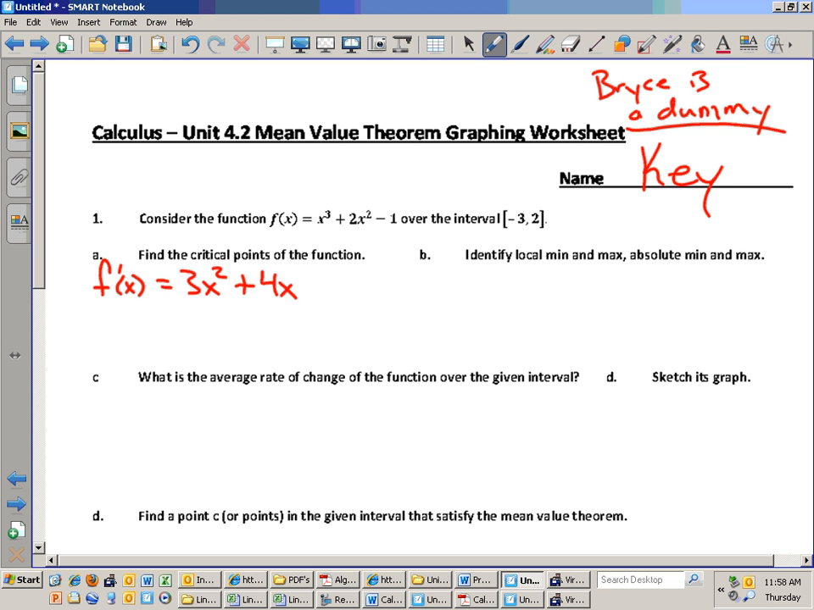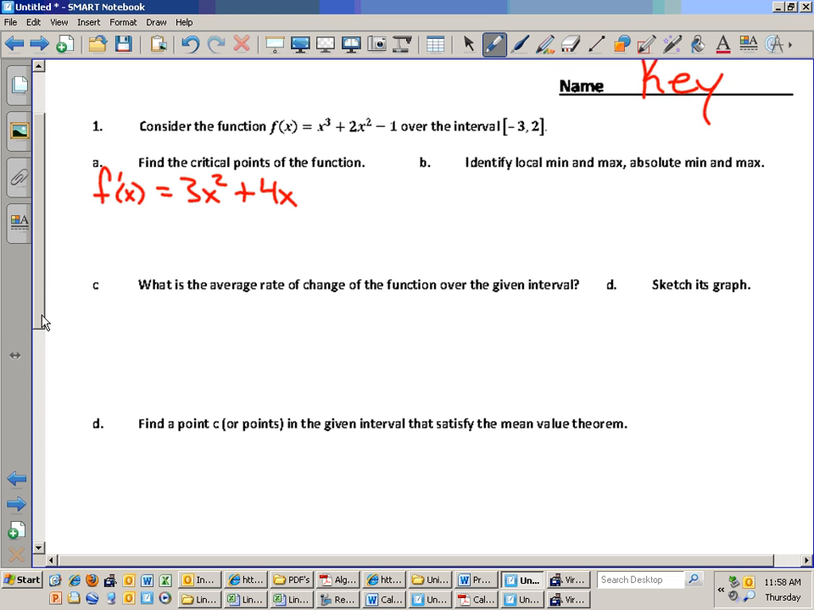Okay, so we got f prime of x is equal to 3x squared plus 4x. In order to find the critical points, I will do what? Set it equal to 0 and solve. How will I solve for this equal to 0? What will I do? Factor out an x. Very good. I'll be left with 3x plus 4.